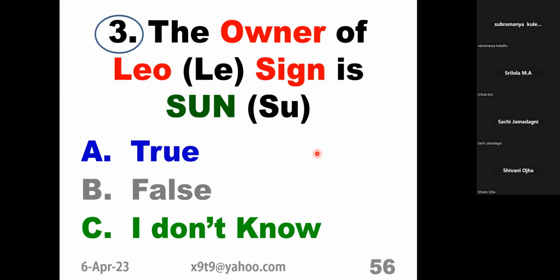Owner of the Leo sign is sun. No, it's the moon. Huh? Yes, yes. Leo, sir, means Simha. Yes, sir. True.